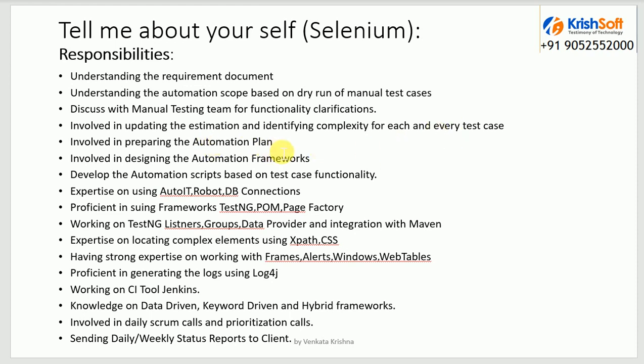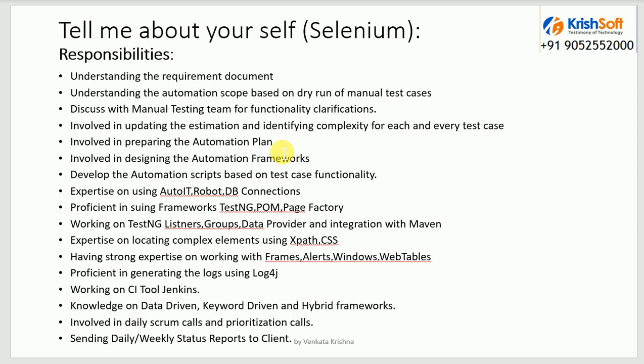If you have more than 5 years of experience, you can tell them that you prepared the automation plan. Otherwise, you can tell them that you were involved in preparing the automation plan. Your lead is preparing the automation plan, and you were also involved in complexity identification and the estimations part. So based on your experience and the role you are applying for, you can tell them that you were involved in preparing the plan or that you prepared the automation plan.